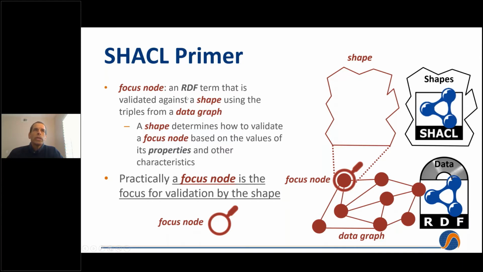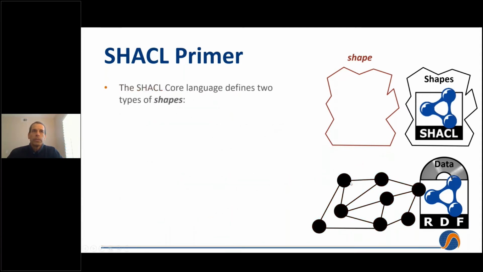Now let's start defining the components of a data graph. A focus node is an RDF term that is validated against a shape. Practically, a focus node is the focus for validation by the shape. A shape determines how to validate a focus node based on the values of its properties and other characteristics. So let's see, we have a shape, we have the data graph to be validated, and we are focusing on a node to be validated by the shapes. So let's continue with our definitions.